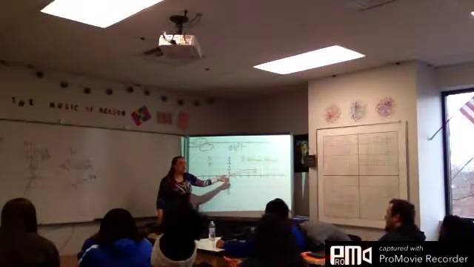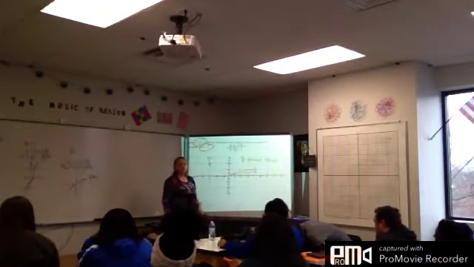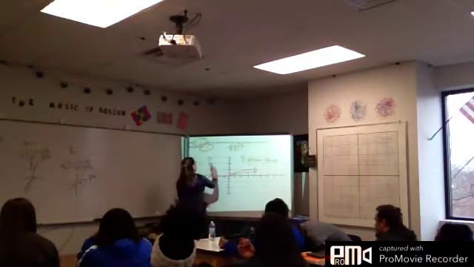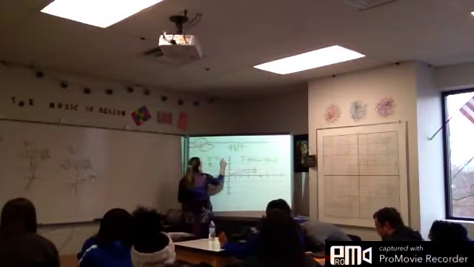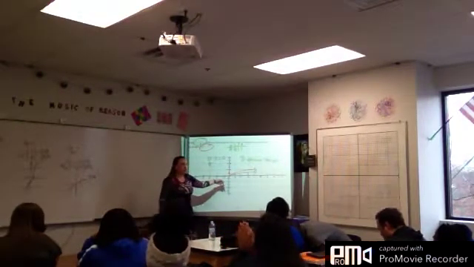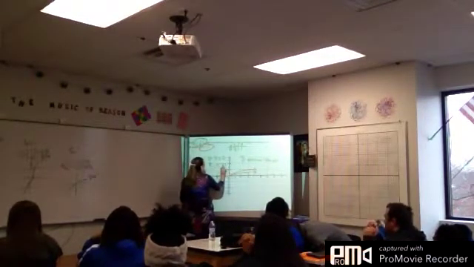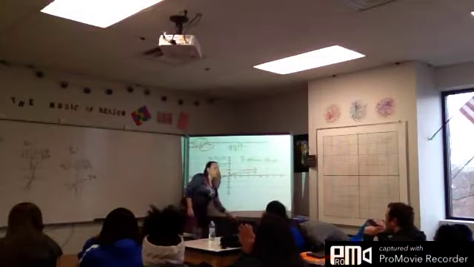0. So what does my domain have to be if my graph is going this way? Greater than or equal to 0. X is greater than or equal to 0. What's my y? 0. So my range is y is greater than or equal to 0.